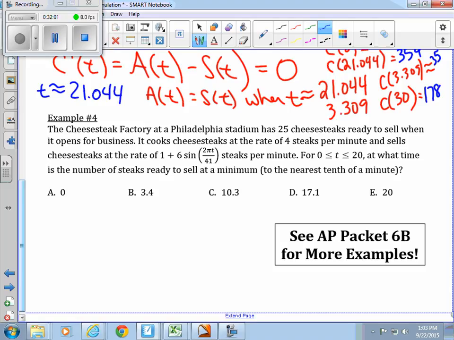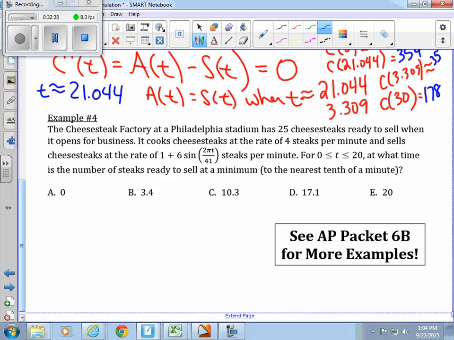and sells them at a rate of 1 plus 6 sine of 2 pi t over 41. Not me. This actually is a real AP practice. Just think about cheesesteak. Yeah, I don't like that. Okay. Hey, BC calculus children.